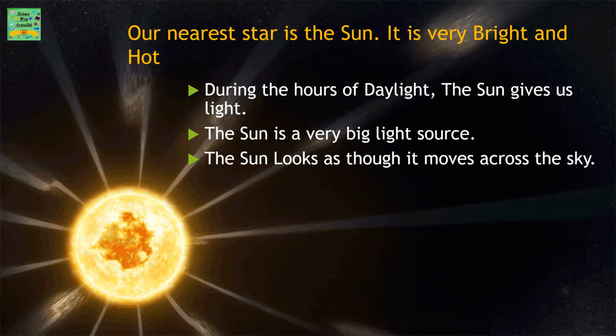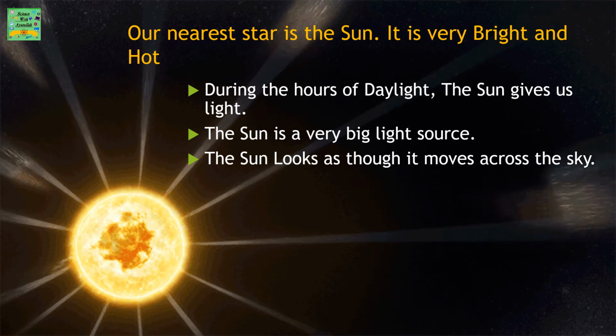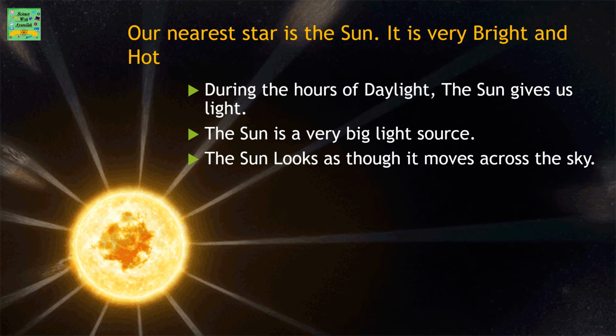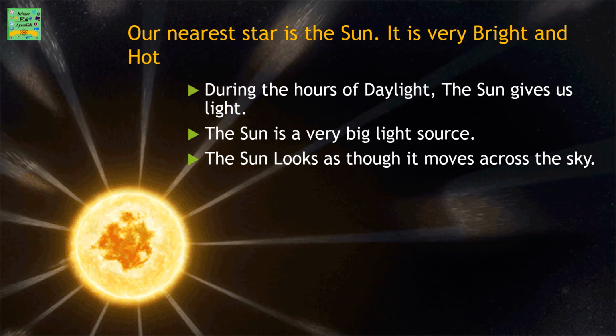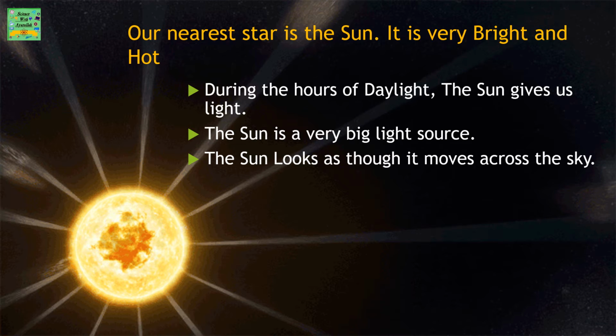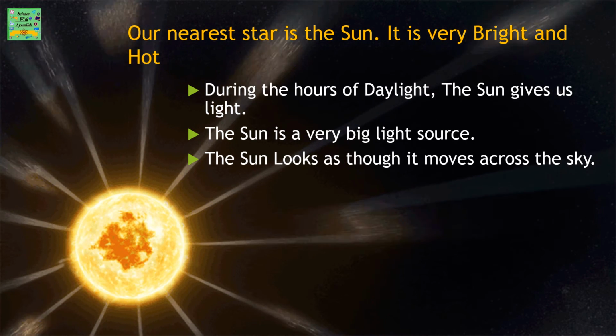Our nearest star is the sun. It is very bright and hot. During the hours of daylight, the sun gives us light. The sun is a very big light source. The sun looks as though it moves across the sky.